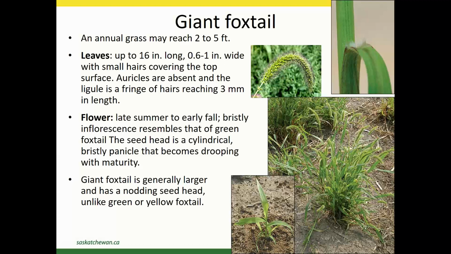The seed head, late summer to early fall, is very bristly, and it looks like green foxtail or wild millet. The seed head is cylindrical, bristly, and that droops with maturity. And generally it's a much larger plant than green foxtail, and has that droopy head to it.